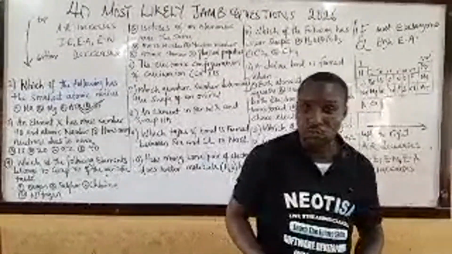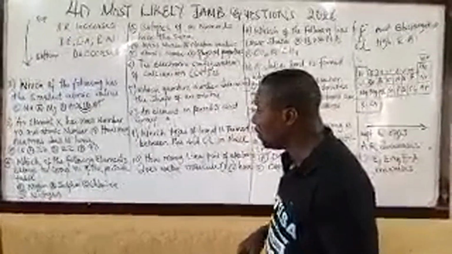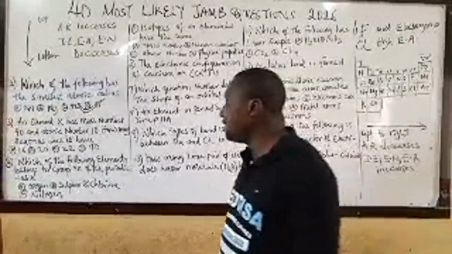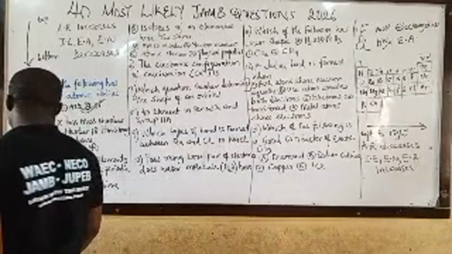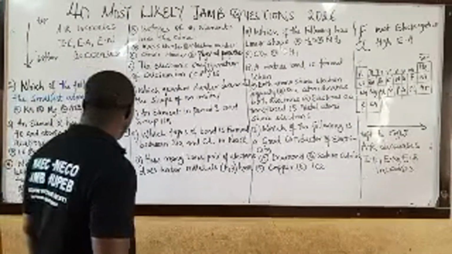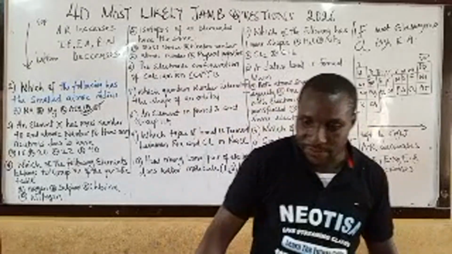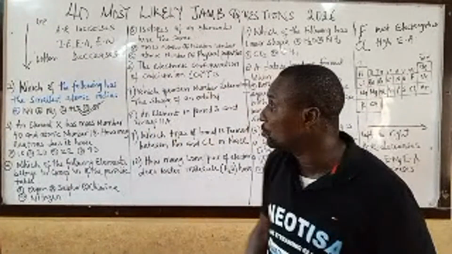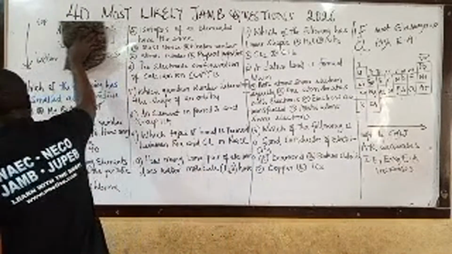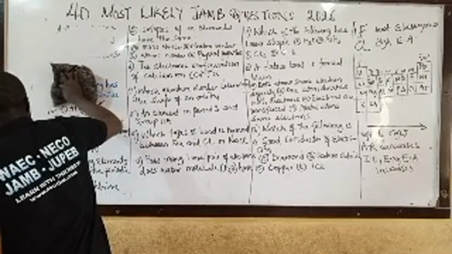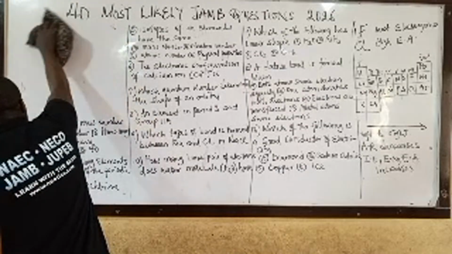Let's move to number 3. An element has mass number 40 and atomic number 18. How many neutrons does it have?